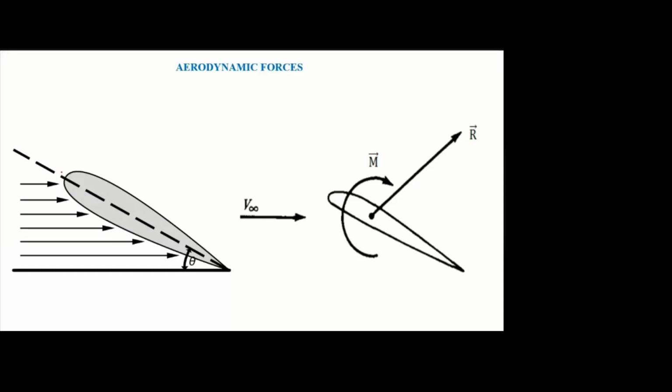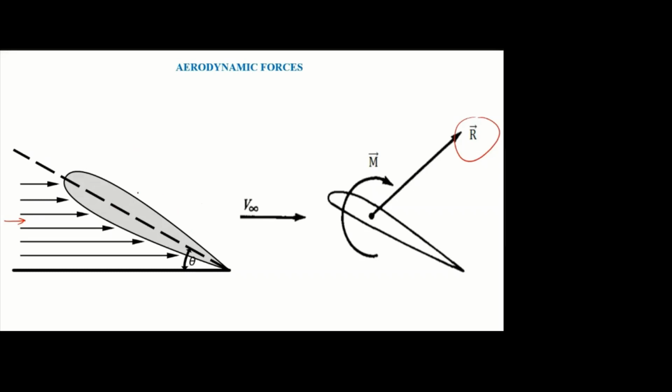So if you keep an object in a flow field, there will be only one force, that is called resultant force. So there is no lift, there is no drag. Practically there will be only one force, that is called resultant force. The object can be anything, bluff body or streamline body; you will get only one force.